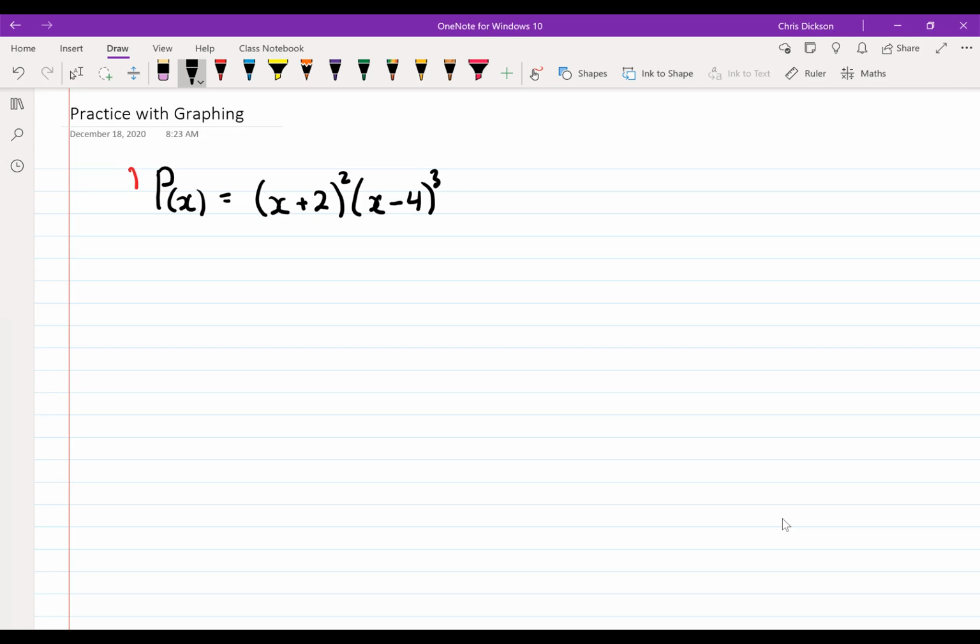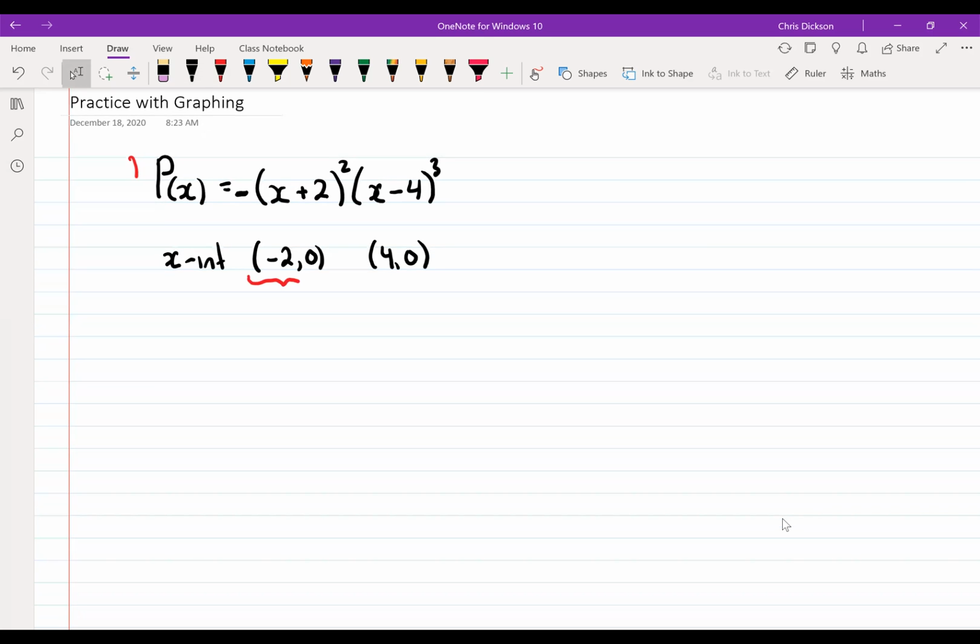If we did this, maybe we could put a negative in front of all that just to see what would work here. When we go through all this, we look for our x-intercepts first. We should have one at negative 2, 0, and one at 4, 0. And we notice that the one at negative 2, 0 has a multiplicity of 2.